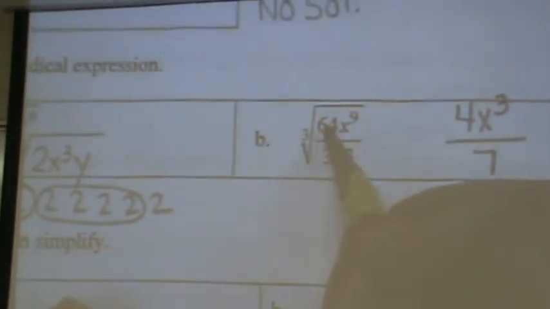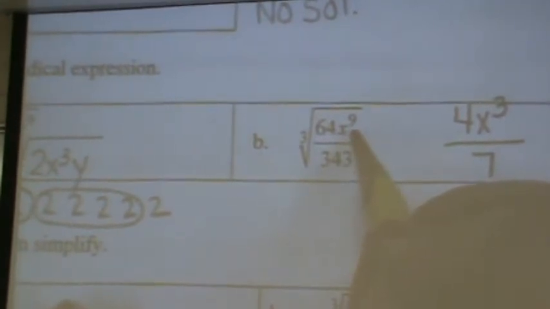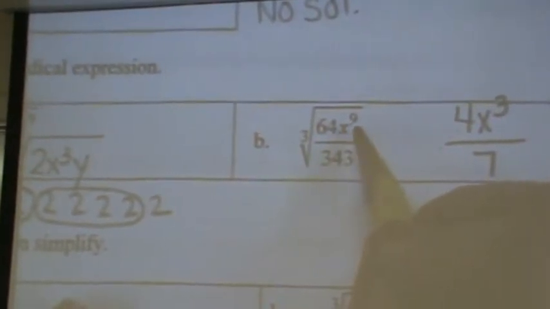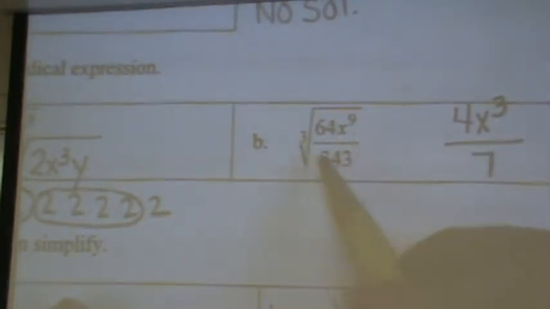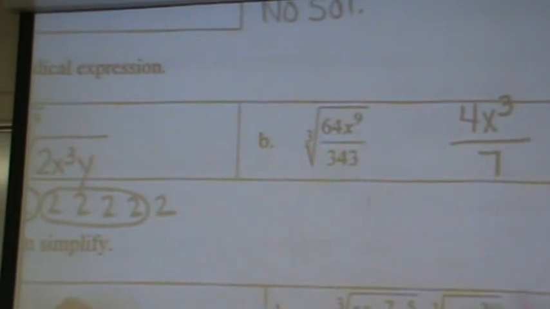For B, you can take the cube root of all three of these. The cube root of 64 is 4. The cube root, you've got 9 y's, 9 x's. 3 sets come out. And the cube root of 343 is 7.